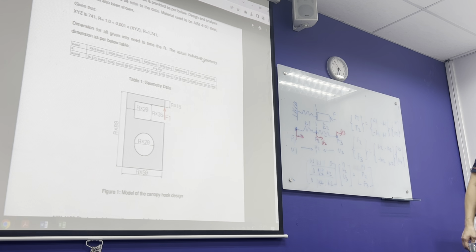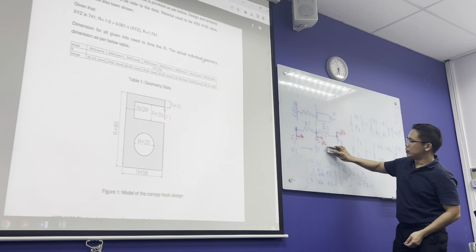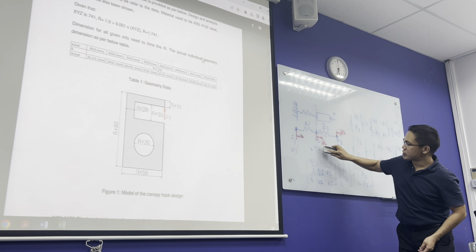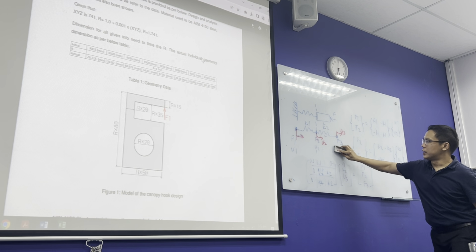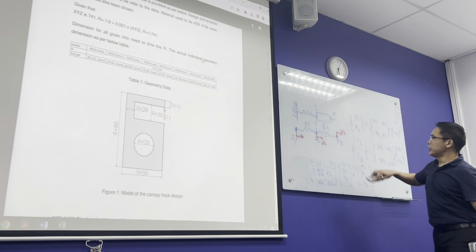All same direction. So that's why I say the F3 is negative. This force cannot be in the other direction. It must be like this.